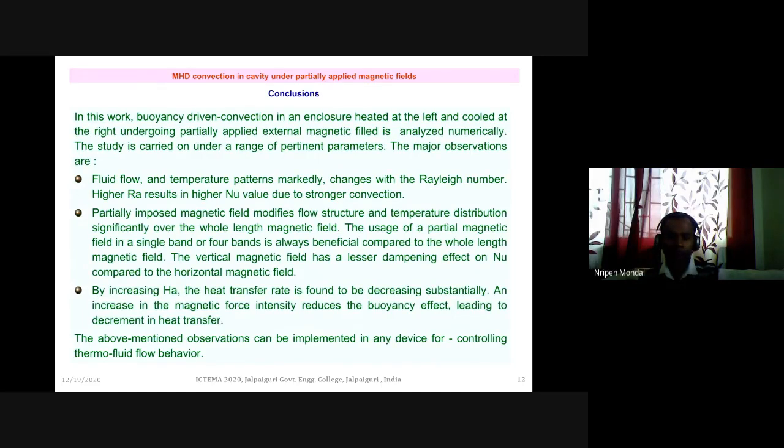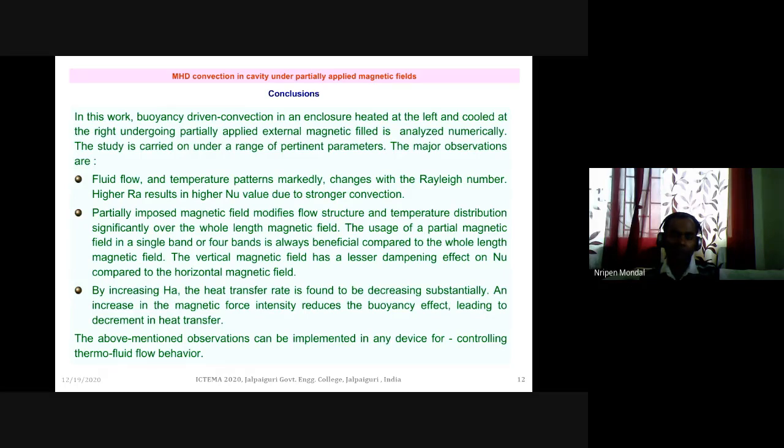Now, a partially imposed magnetic field modifies the flow structure and temperature distribution significantly. The usage of the partial magnetic field in a single band or four bands is always beneficial compared to the whole-length magnetic field. The vertical magnetic field has a lesser dampening effect on the heat transfer characteristics. By increasing the Hartmann number, the heat transfer rate is found to decrease substantially.